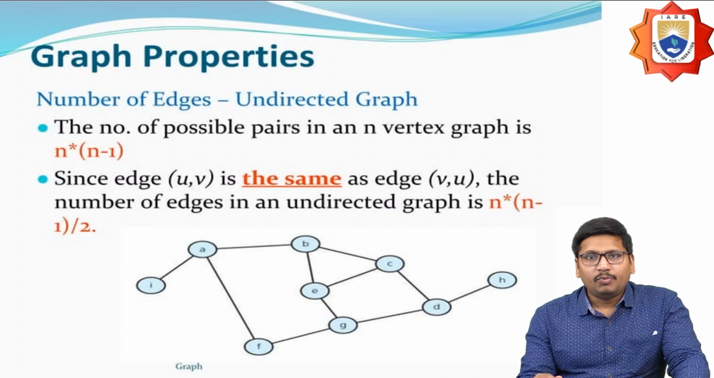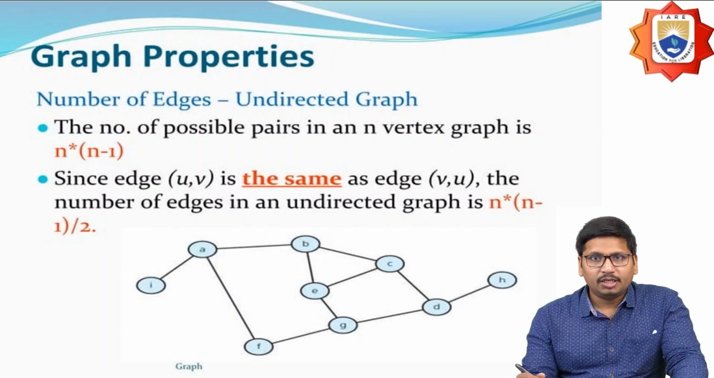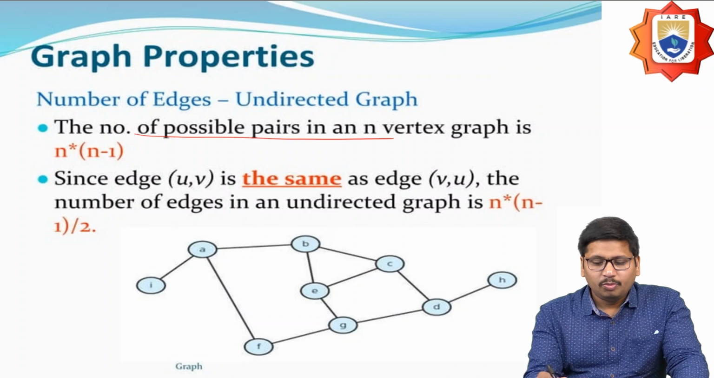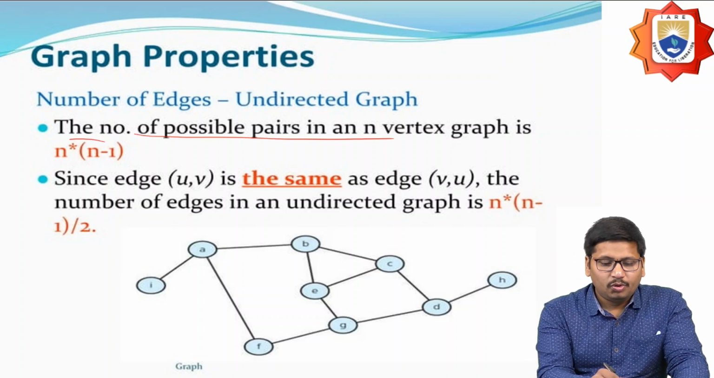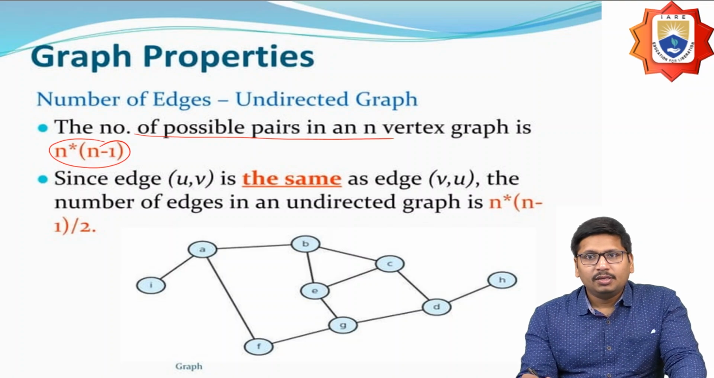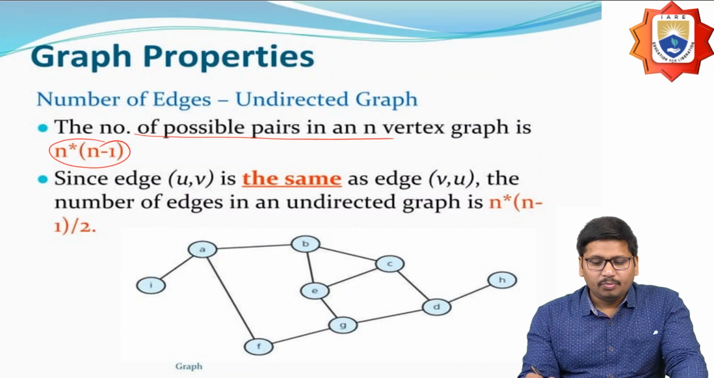The next one, graph properties. So the number of edges in an undirected graph, what should be the equation for that? The number of possible pairs on an n-vertex graph is given by n into n minus 1. A simple edge UV should be the same as VU, and the number of edges in an undirected graph should be written as n into n minus 1 by 2.